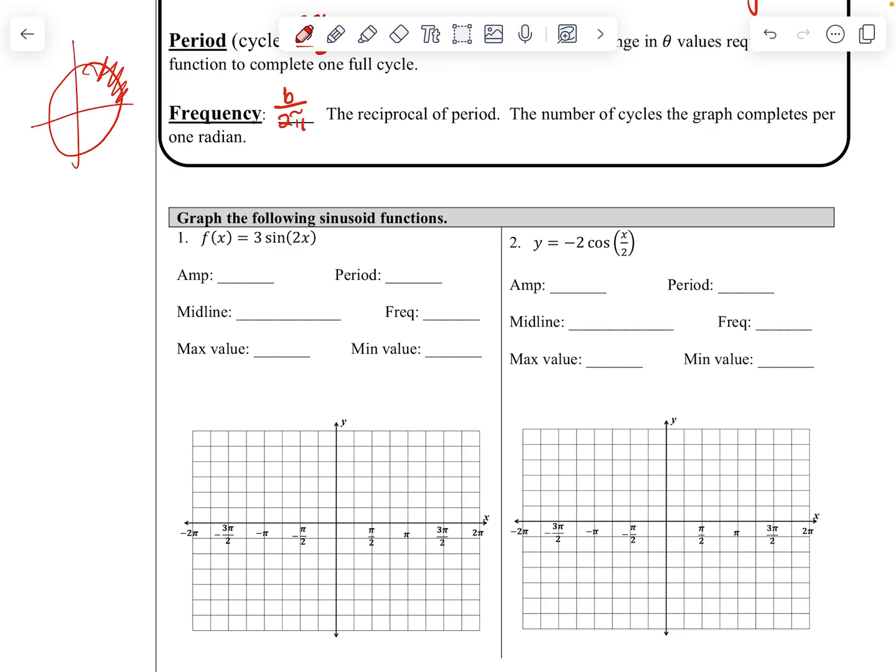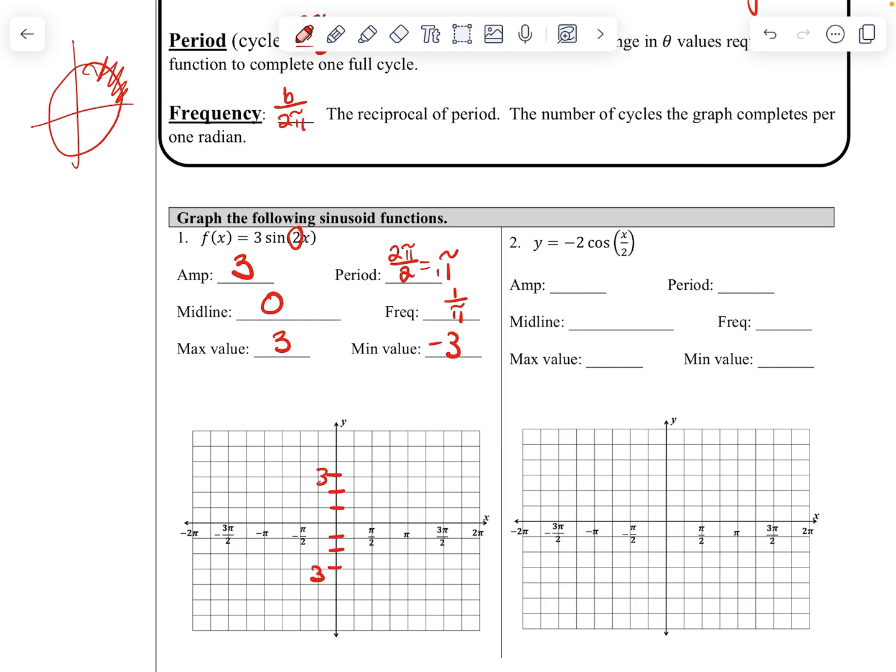Our amplitude, that number out in front, the absolute value is 3. That's our b value, so our period is 2 pi over 2, which is pi. Our midline, there isn't anything, so it's 0. Our frequency would be 1 over pi. Our max value, since our midline's at 0, would be 3 and negative 3.